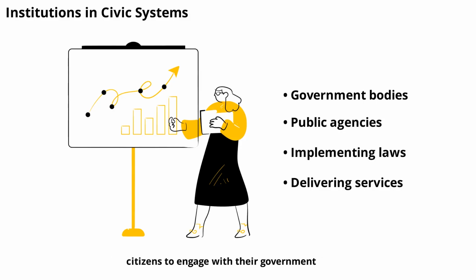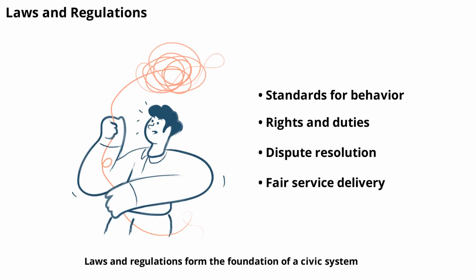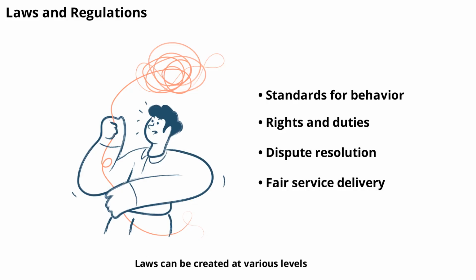They also create opportunities for citizens to engage with their government, whether through public meetings, service requests, or community initiatives. Laws and regulations form the foundation of a civic system. They set the standards for acceptable behavior, outline the rights and duties of citizens, and provide mechanisms for resolving disputes. Laws can be created at various levels, from local ordinances to national constitutions.